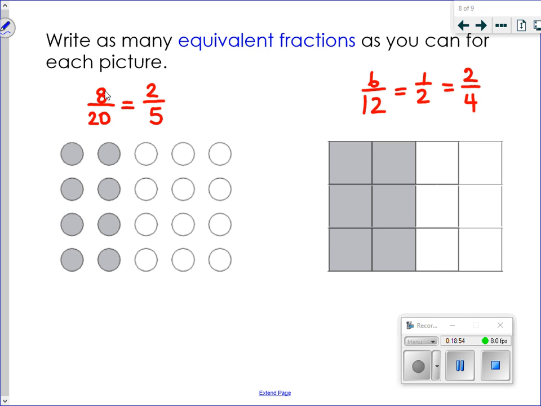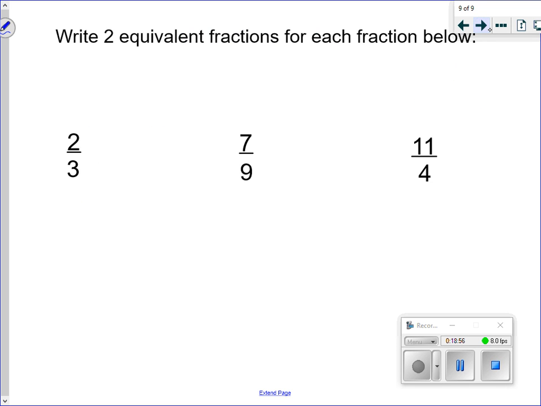All right, let's look at one more. What if we don't have pictures and we're asked to write 2 equivalent fractions for each fraction below? Then I just have to remember all I need to do is multiply the numerator and the denominator by the same number. Okay, so in this case, I could multiply by, and keep it simple, multiply by 2.